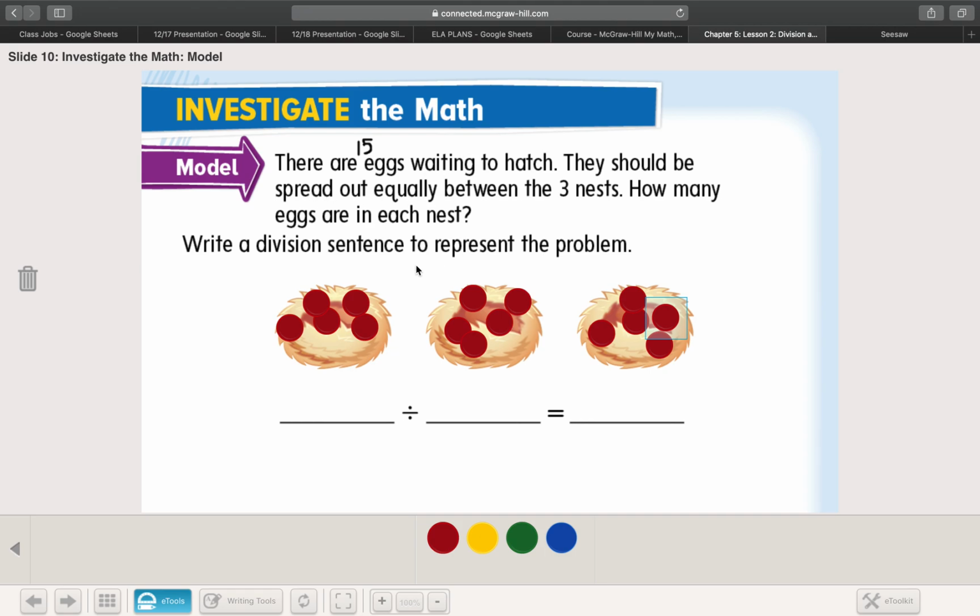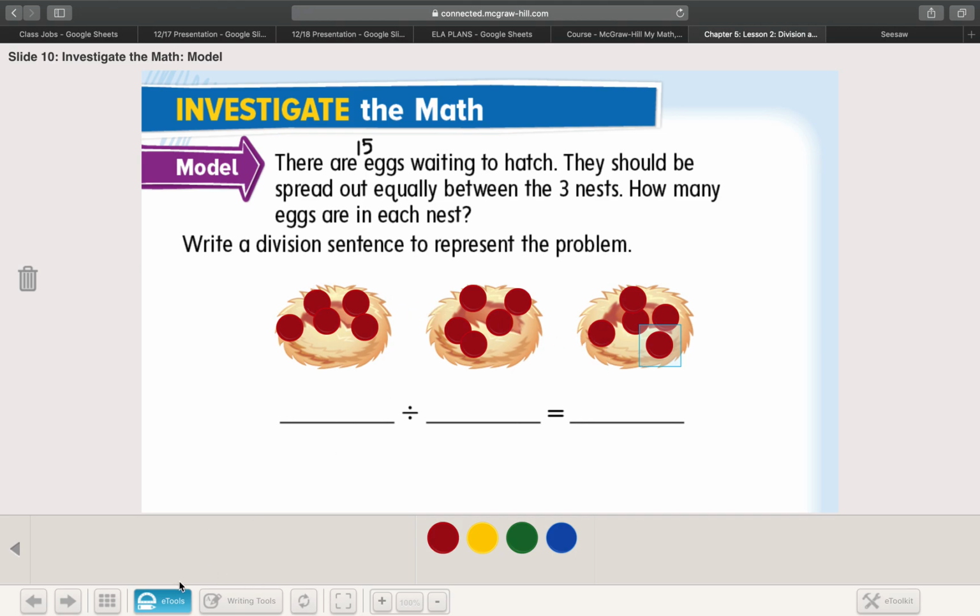To make sure that they're spread equally, let's count how many we have in each nest. 1, 2, 3, 4, 5. 1, 2, 3, 4, 5. 1, 2, 3, 4, 5. So they're spread equally because I have 5 in each nest.